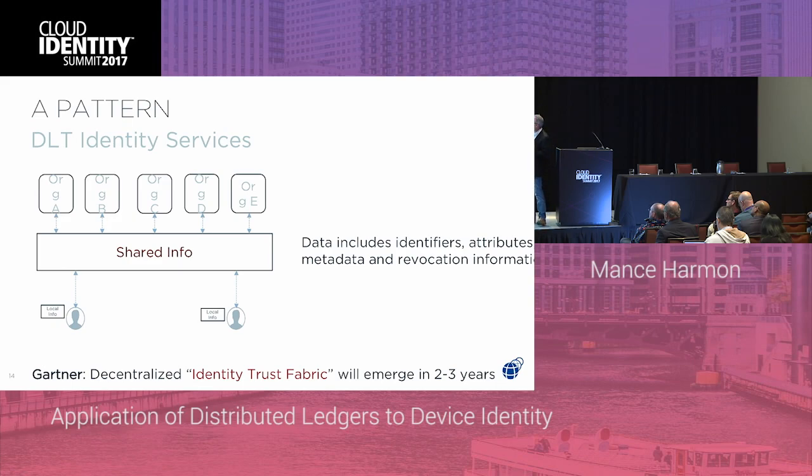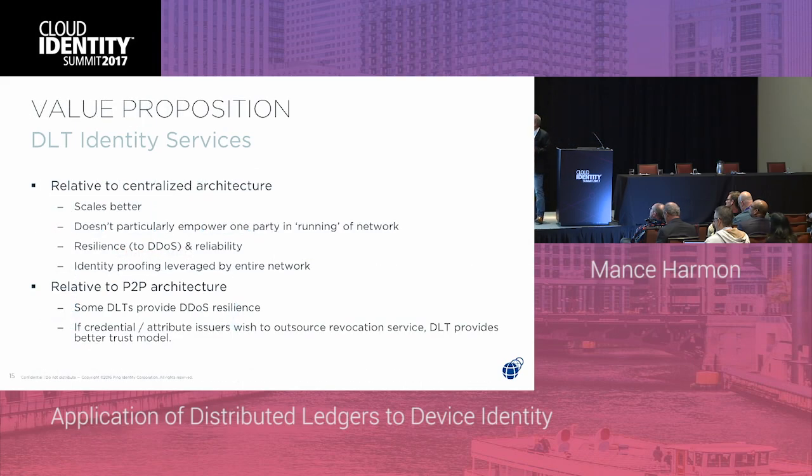Now, there are different ways of achieving this, and those attribute bundles may be stored on a phone that's carried by the user. Maybe in some cases, certain attributes are stored in this shared data layer that's public. There are various ways, various approaches of solving this, but that's the general idea. And so what's the value proposition of this relative to a centralized architecture? Well, it scales better in some ways. It doesn't empower a central authority.